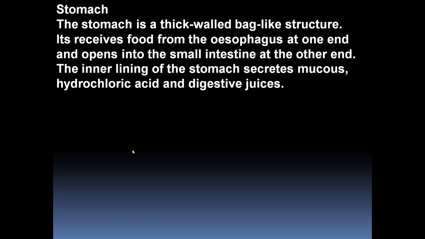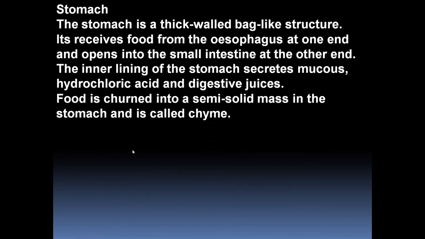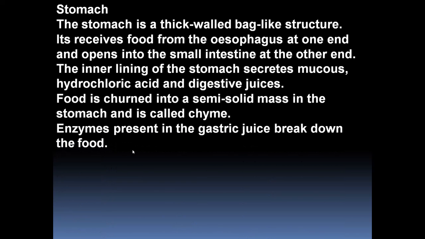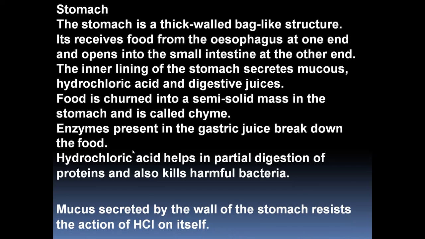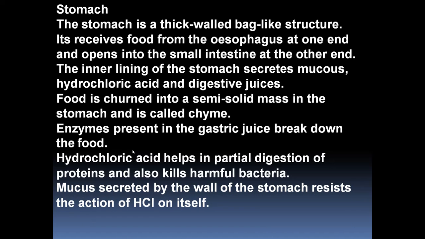The inner lining of the stomach secretes mucus, hydrochloric acid, and digestive juices. Food is churned into a semi-solid mass in the stomach and is called chyme. Enzymes present in the gastric juice break down the food. Hydrochloric acid helps in partial digestion of proteins and also kills harmful bacteria. Mucus secreted by the wall of the stomach resists the action of hydrochloric acid on itself.